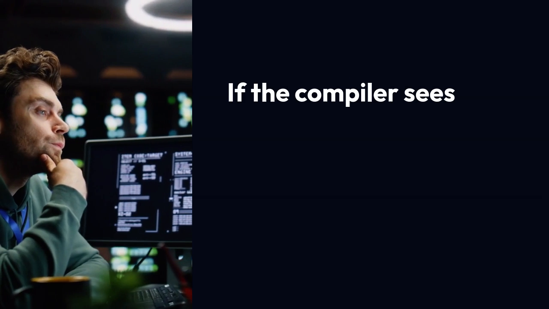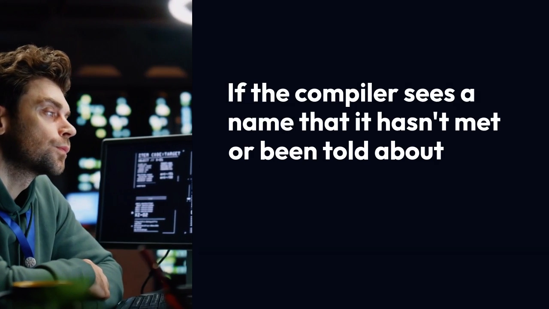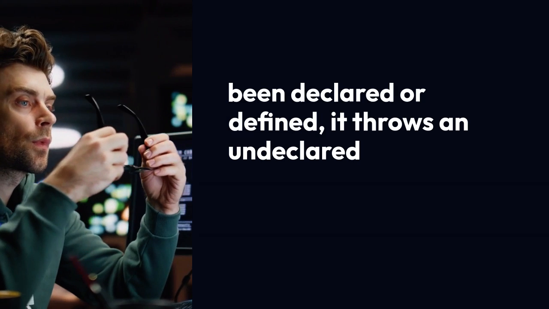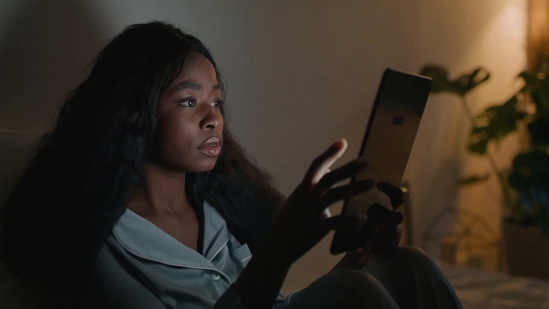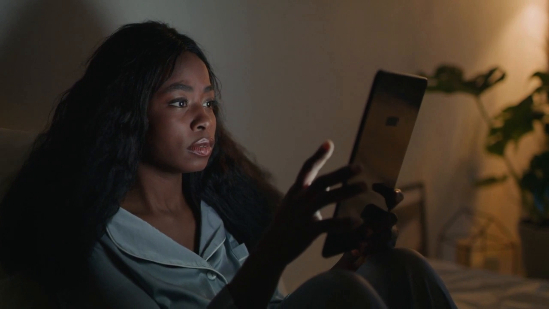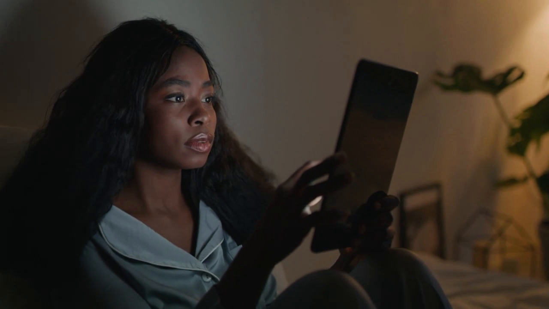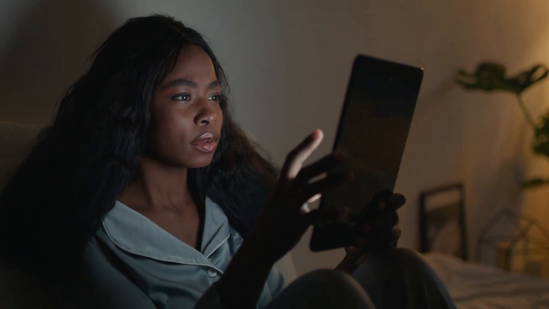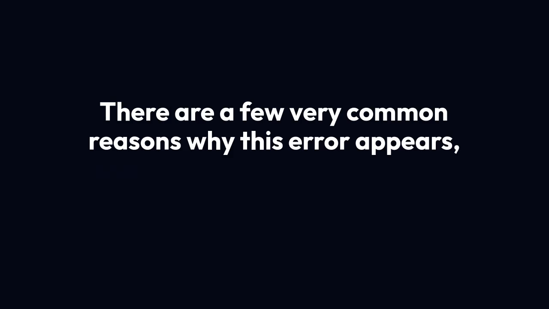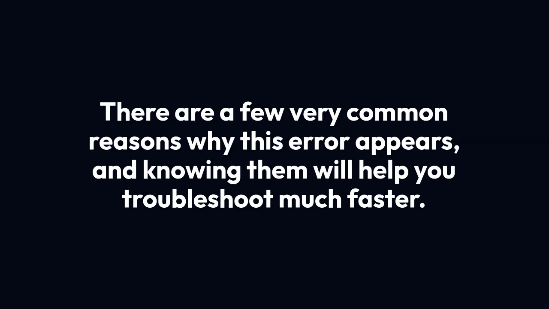If the compiler sees a name that it hasn't met or been told about before, that is, it hasn't been declared or defined, it throws an undeclared identifier error. It's essentially saying, hey, I don't know what this word is. You haven't introduced it to me or told me what it represents. There are a few very common reasons why this error appears, and knowing them will help you troubleshoot much faster.